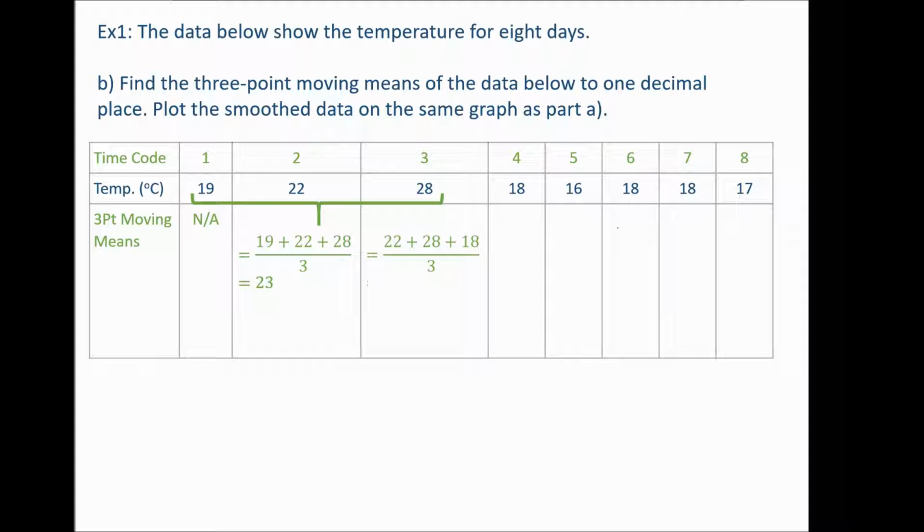I repeat the process for the next grouping. Next group, 22, 28, 18, add them all up, divide by 3. So instead of 28 at 3, notice that the outlier gets knocked down, it becomes 22.7. And I would repeat that process for each group of 3. So I go to the next group of 3, 28, 18, 16, and find the average of that.